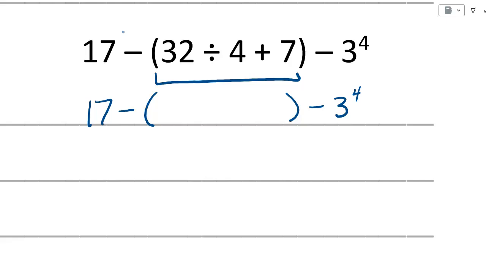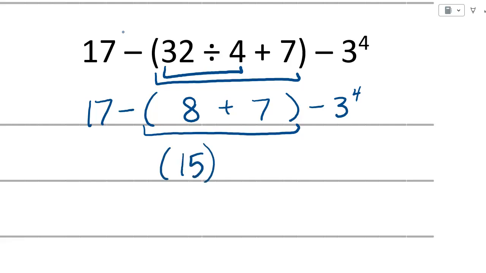So there's not another set of parentheses or grouping symbols, no exponents. We do have multiplication or division. So 32 divided by 4 is going to come first. 32 divided by 4 is 8. And then we say, bring down that plus 7. Okay. Still have the parentheses, 8 plus 7. Simple enough. Everything else comes down.